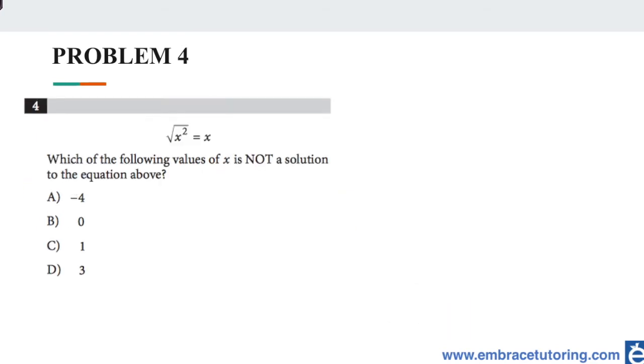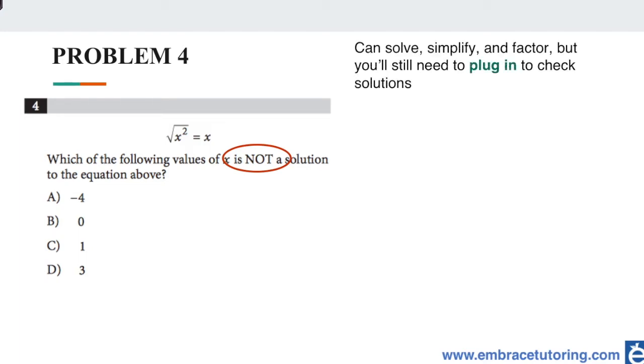Now, number 4, here I see which of the following values of x is not a solution to the equation above. And I could do a number of different things, like I can solve, I can simplify, factor, and then essentially though, the one key thing that you'll always have to remember is that even if you solve, simplify, and factor, you'll then still have to plug in. So the fastest way to do these types of problems, given the fact that I have a radical here, as well as x's, is I'm simply going to plug these in.